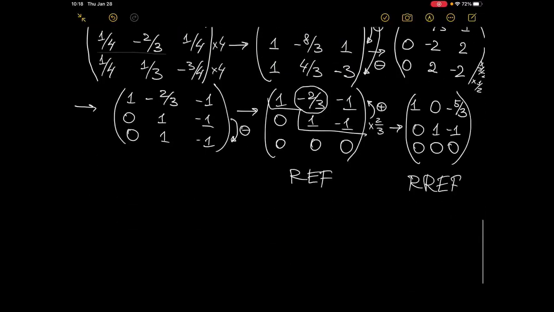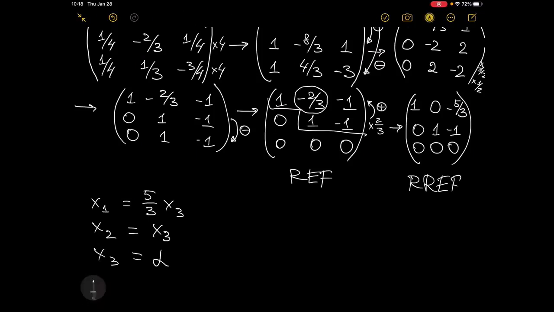So from here I can write the following equation. x1 equals 5/3 x3, x2 equals x3, right? And x3 equals something, alpha, right? So, or I can do it like that.